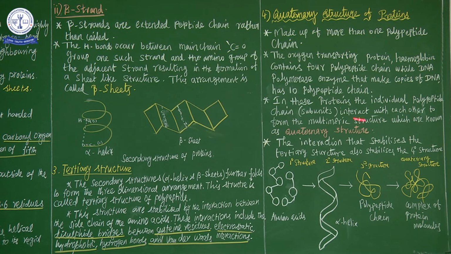So in these proteins, the individual polypeptide chains interact with each other to form a multimer structure. Now, 4 polypeptide chains are present in hemoglobin, and those interact with each other through hydrogen bonds or other interactions between those polypeptide chains. It forms a multimeric structure, that is a polymeric structure form ஆகுது, which is known as quaternary structure. So the interactions that stabilize the tertiary structure also stabilize the quaternary structure. அப்போ tertiary structureல என்னென்ன interaction present ஆயிருக்குன்னு பார்த்துருக்கோம். Disulfide bridges and electrostatic interaction, hydrophobic interaction, hydrogen bond and van der Waals interaction also stabilize the quaternary structure.